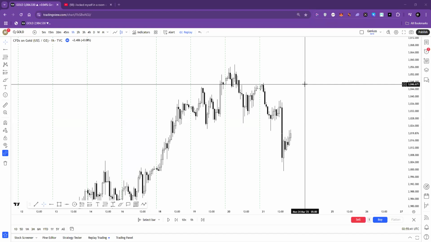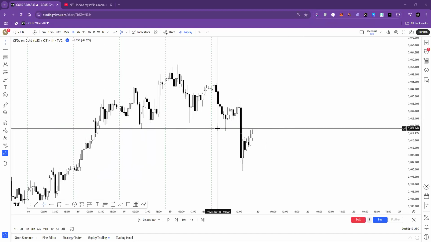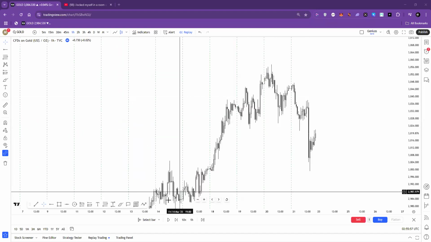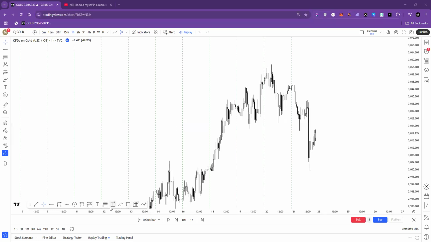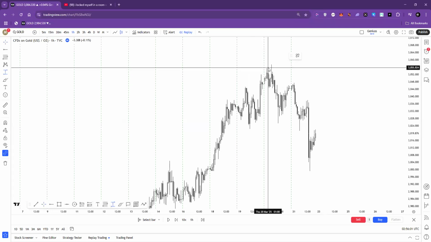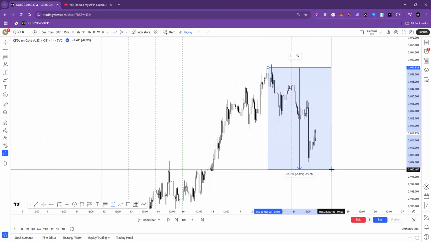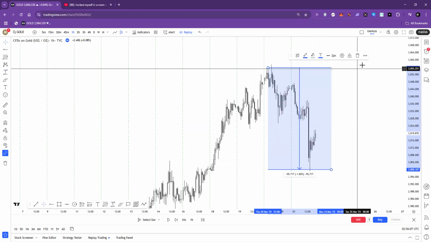Basically, I'm going to show you guys how I was able to pick two sniper entries, I think on the Wednesday on gold, after the market dumped over 500 pips the previous week.